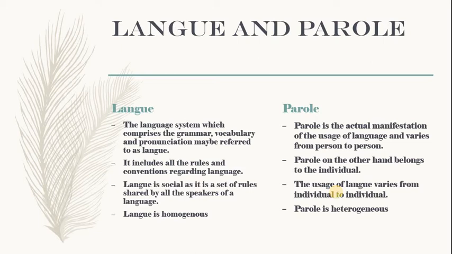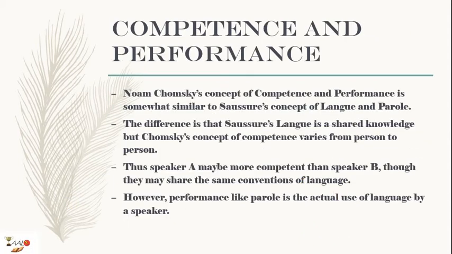So, though people know the set of rules, and though people may know the vocabulary, the grammar, and even how to pronounce, the usage of langue, the usage of the set of rules, varies from person to person. Maybe an uneducated speaker won't be able to utter a meaningful sentence in a purely grammatical way. In the same manner, an ordinary speaker, a Malayali, won't be able to speak in British RP, right? It varies from individual to individual. So, langue, though we may know it, varies from individual to individual.